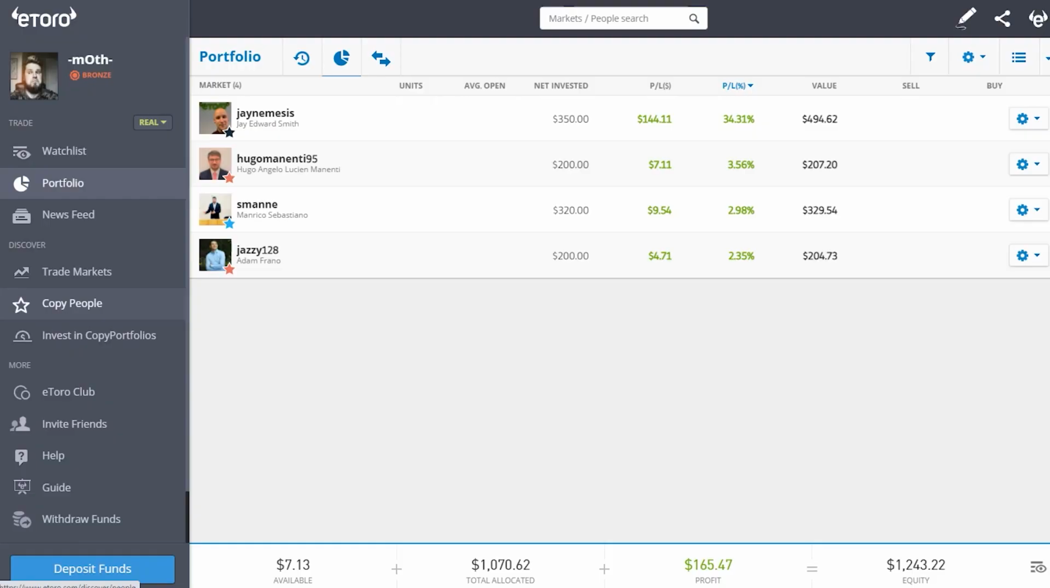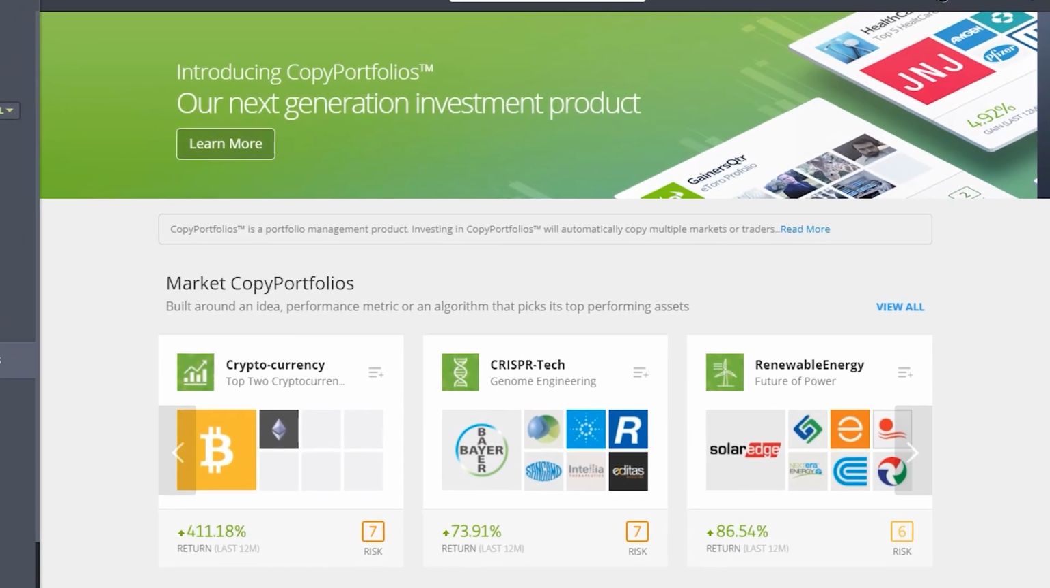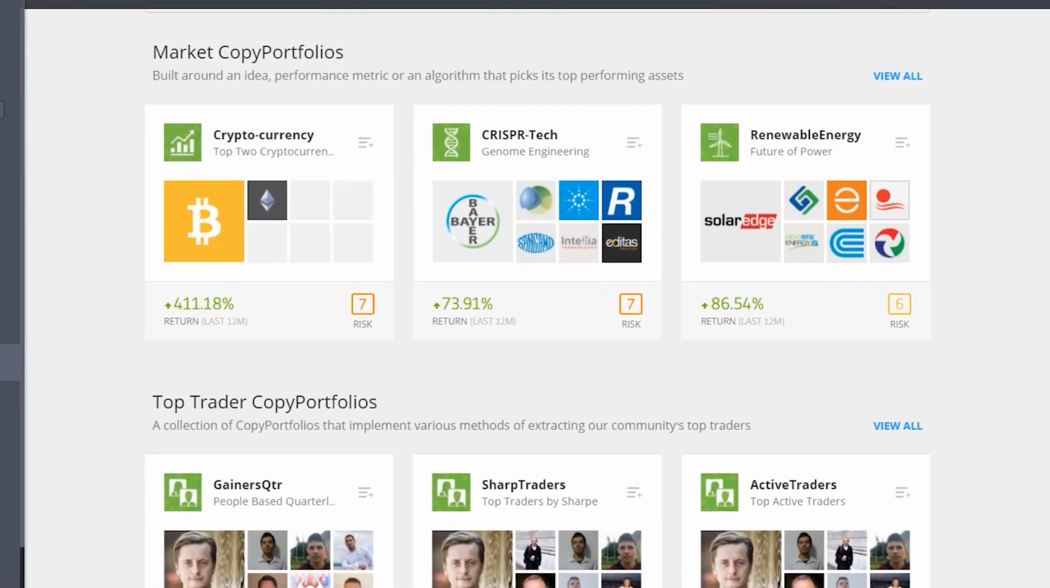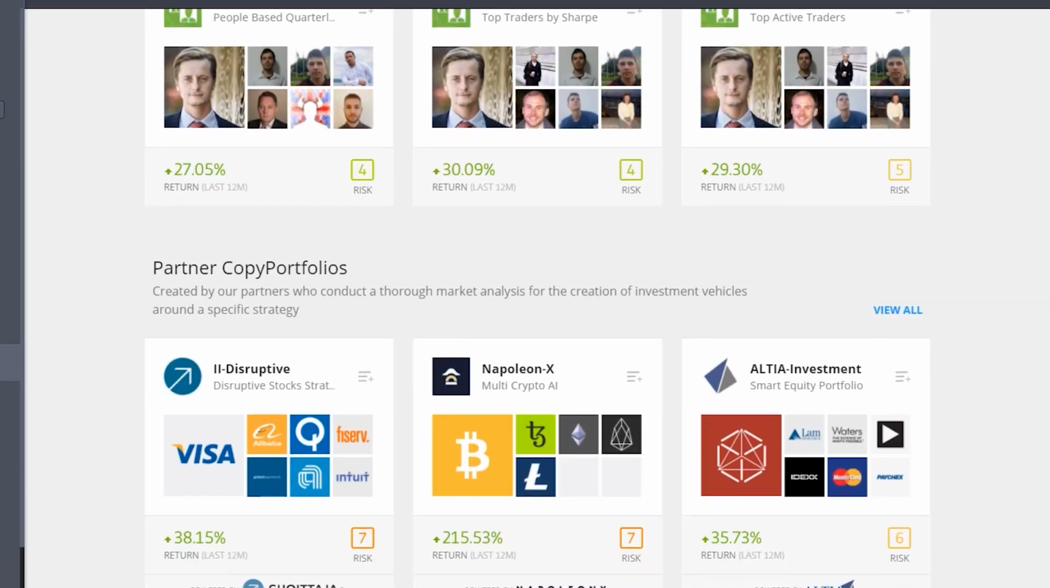But I asked him a few questions, like asking exactly what he meant. And basically eToro has this whole other thing besides copy people. So you have copy people here, and then just below that you have invest in copy portfolios. So let's have a click on here. And what you'll see is the page is divided into categories. eToro has two categories: copy people and then copy portfolios.